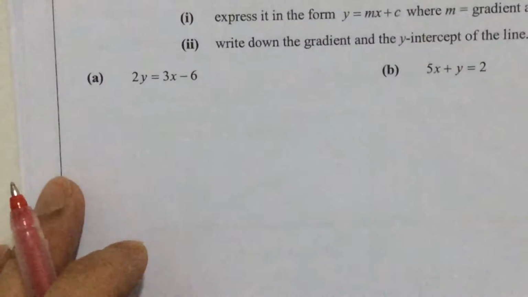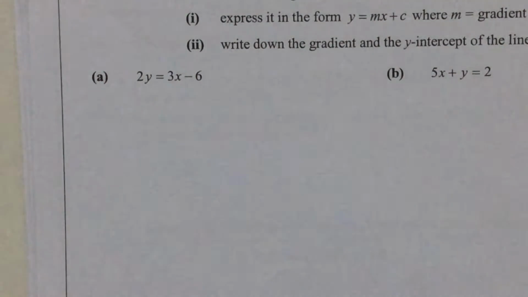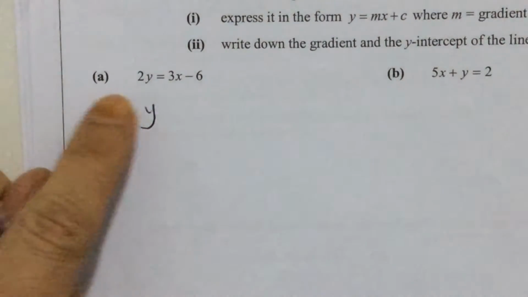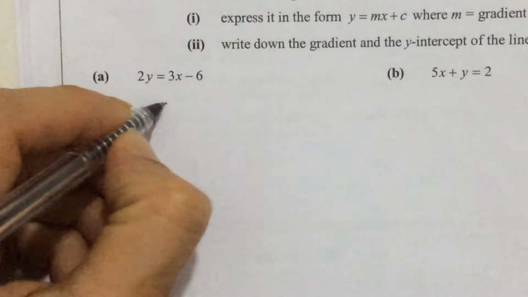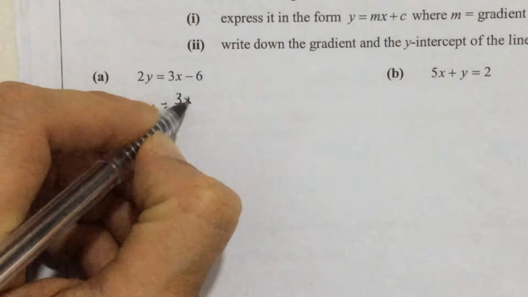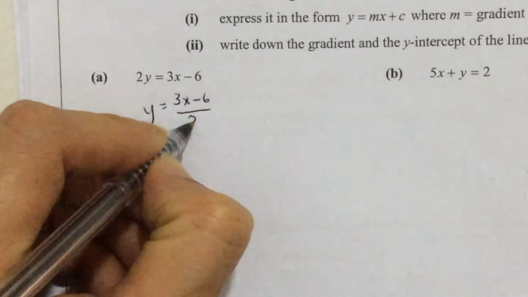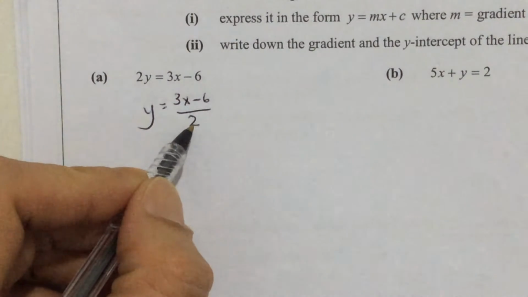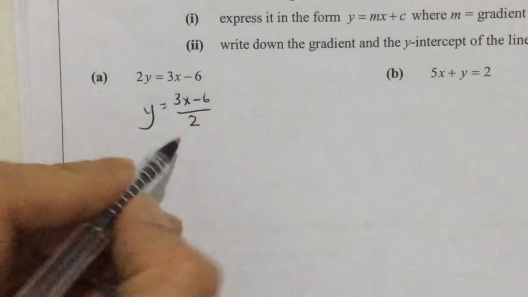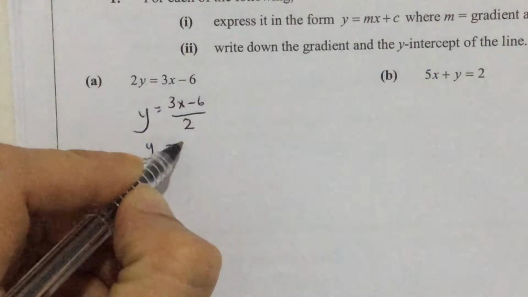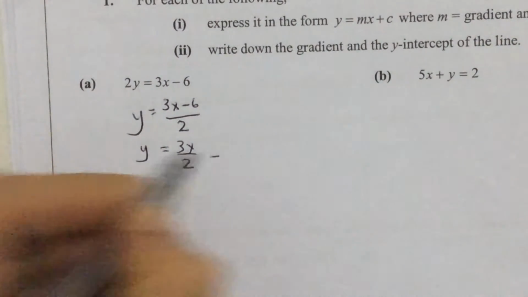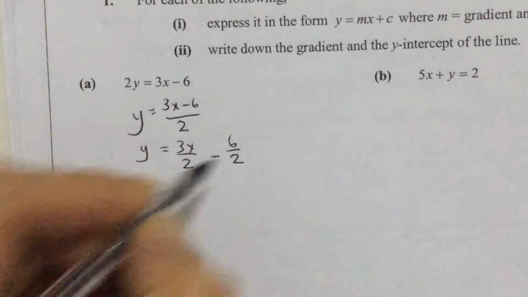Okay, for the first question, we need to change it to y equals to mx plus c. So y has to be on the left. So for the 2 to move to the other side, it has to be divided by 2. Okay, so here we can actually split this 3x and negative 6 individually. So 3x over 2 minus the 6 over 2.